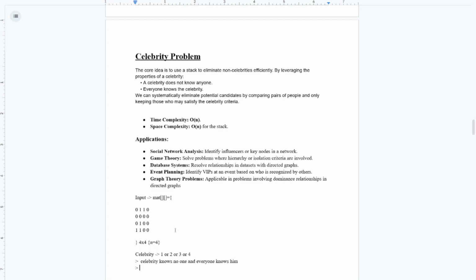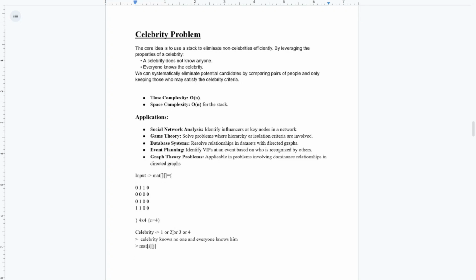Next point is that if I say matrix of ith row, jth column, and if this value is equal to 1, what do you mean by this? We mean that i knows j. Okay. Similarly, if I say matrix of j i is equal to 1, so it means j knows i.